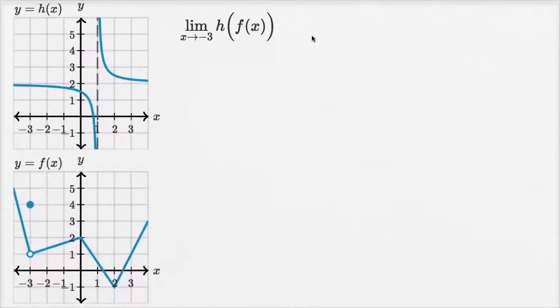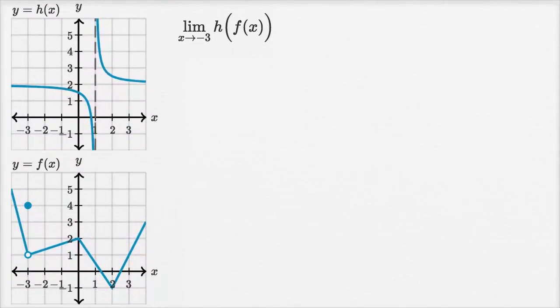All right. So we have, once again, the limit of h of f of x as x approaches -3. This is the same thing. This is equal to h of the limit as x approaches -3 of f of x. So let's look at f of x. This is the graph y equals f of x. And the limit is as x approaches -3.